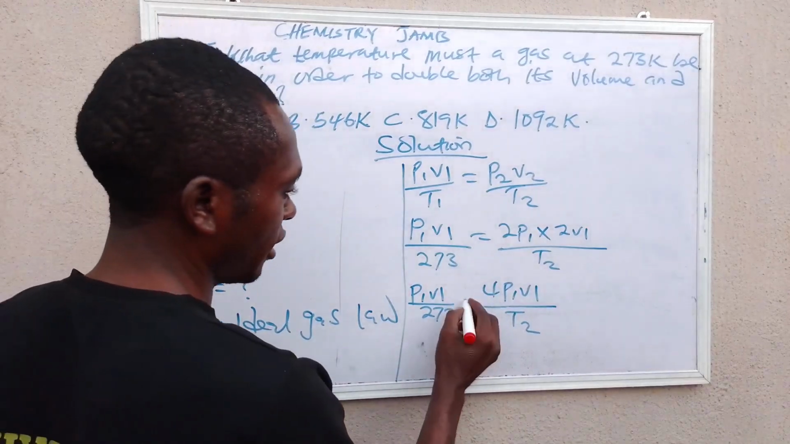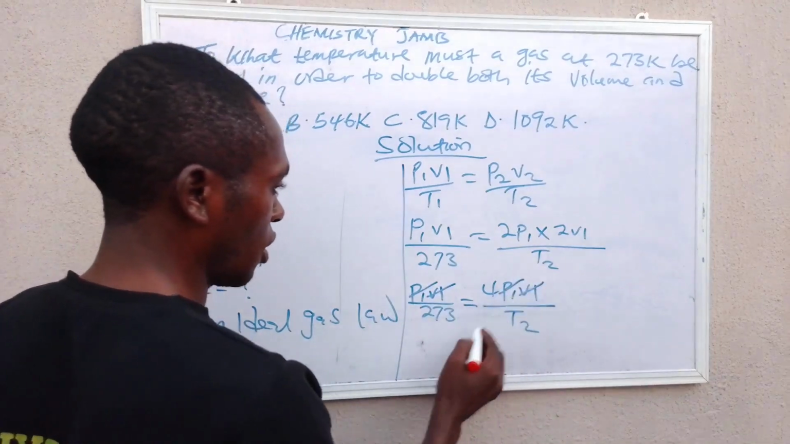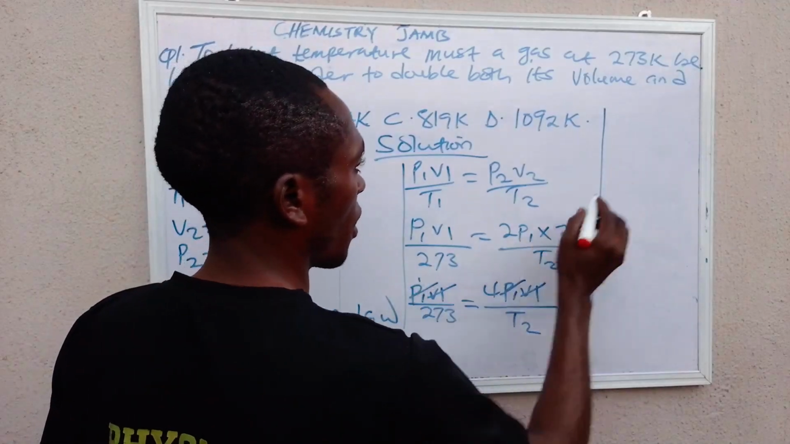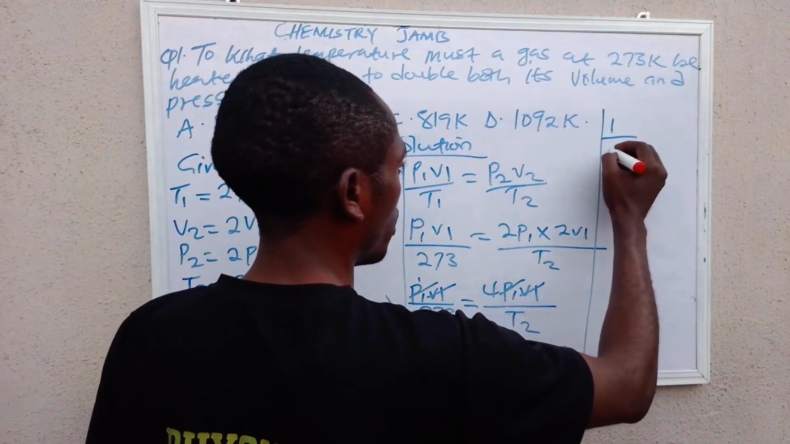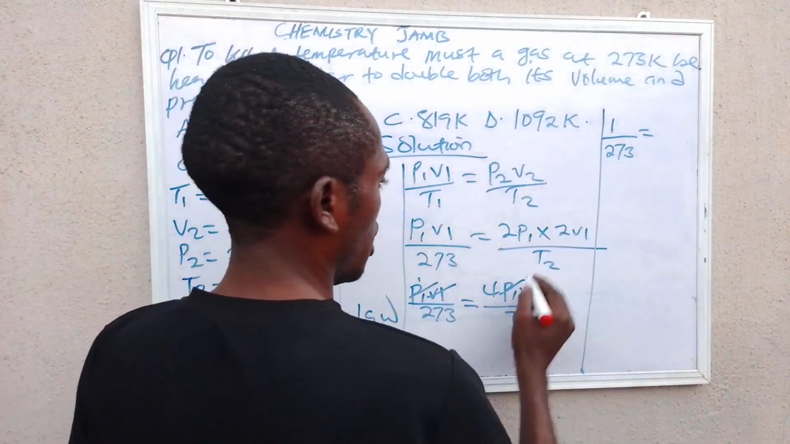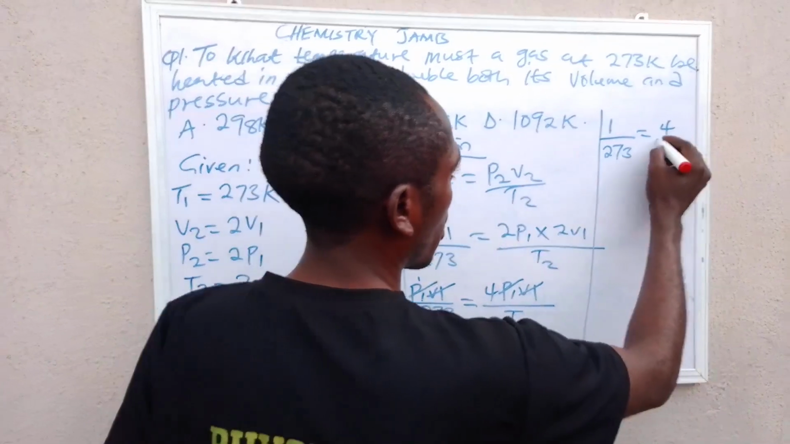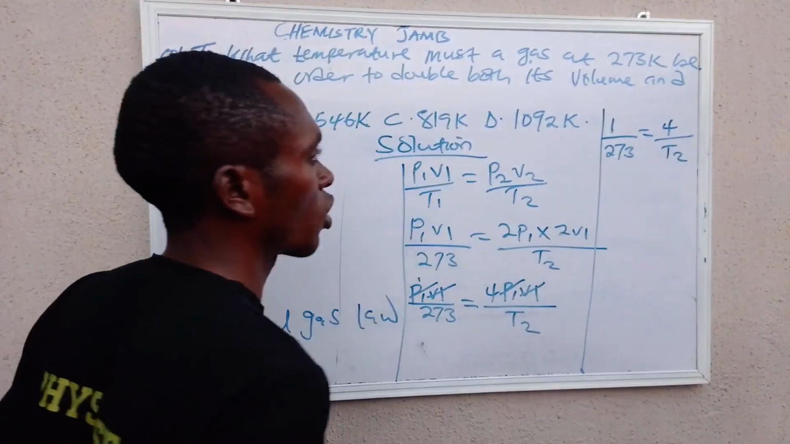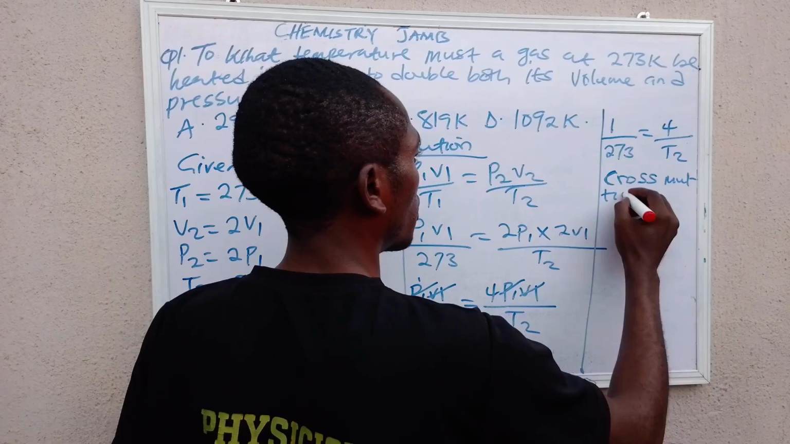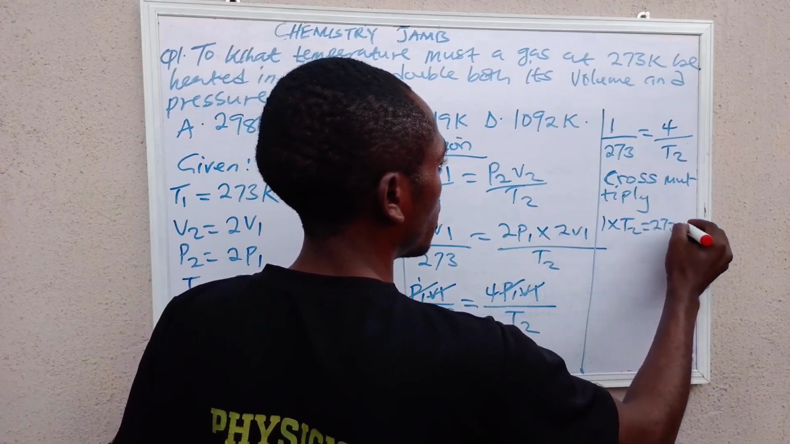Since the sign here is an equal sign, we can cancel P1V1 on both sides. What we have left is 1 over 273 equals, the 1 cancels, 4 over T2. Don't forget, it's 2 times 2, so 4 over T2. If we cross multiply, we have 1 times T2 equals 273 times 4.